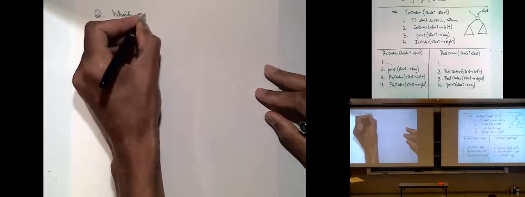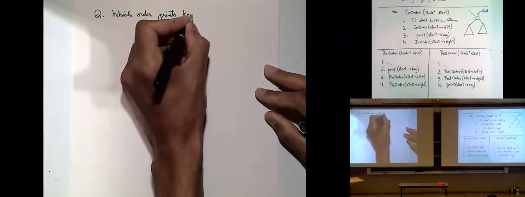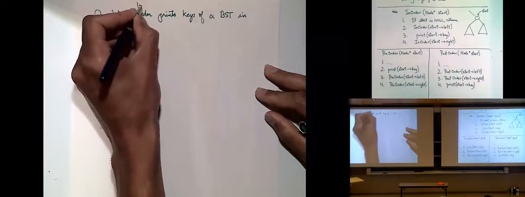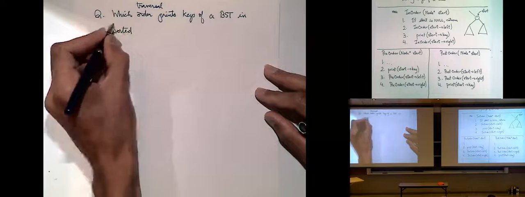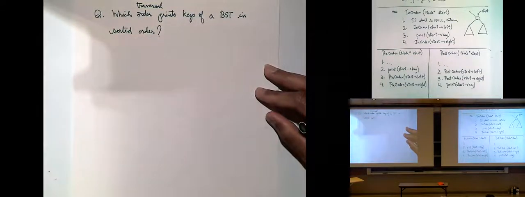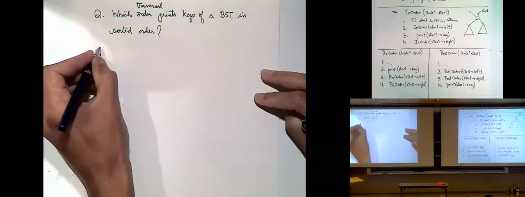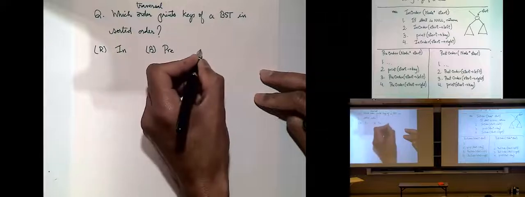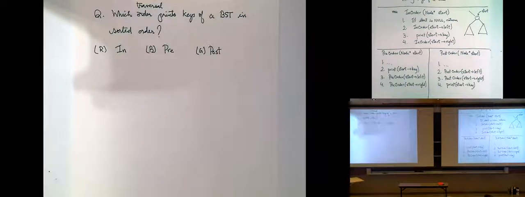Which traversal prints the keys of a binary search tree in sorted order? Okay, which traversal prints the keys of a binary search tree in sorted order? So is it the inorder, the preorder traversal, or the postorder traversal? I'll give you a few minutes to think about it. Does this question make sense?